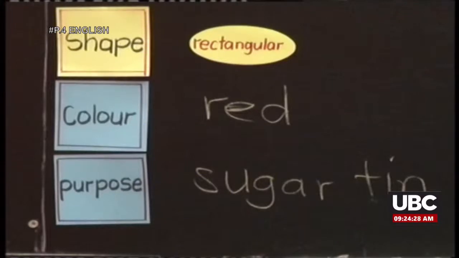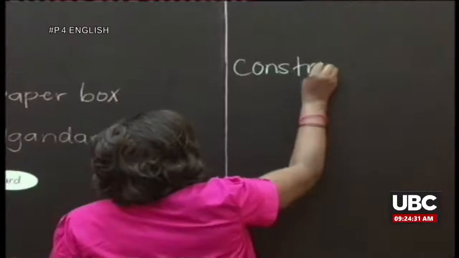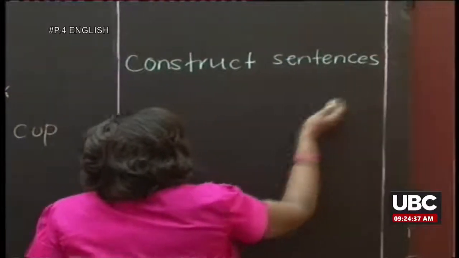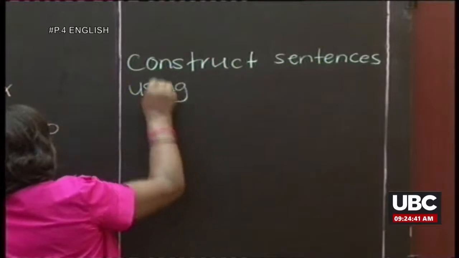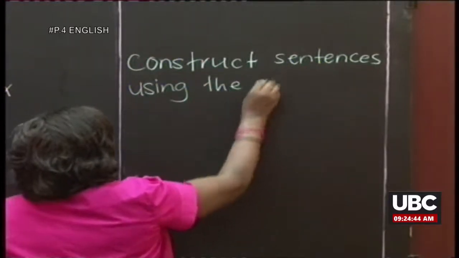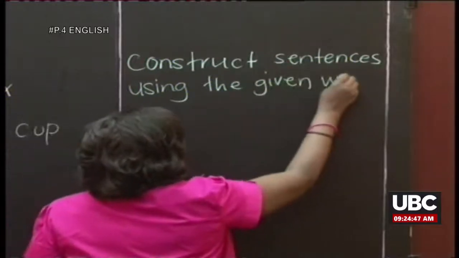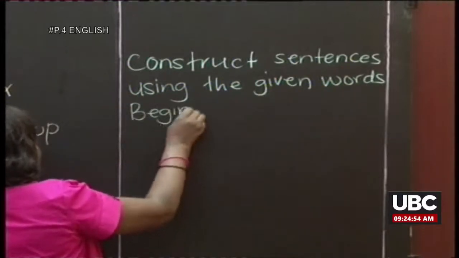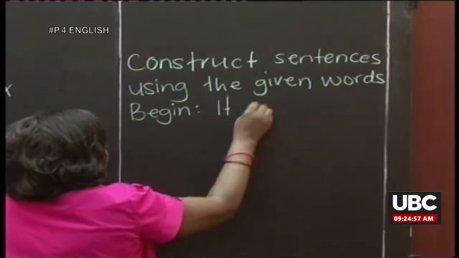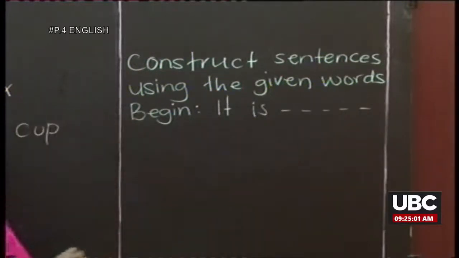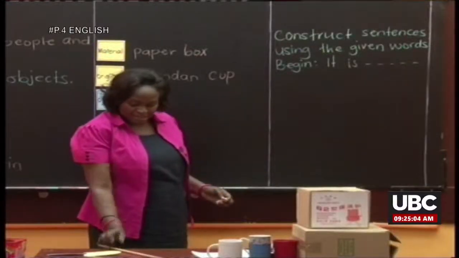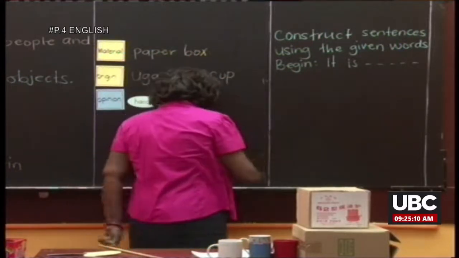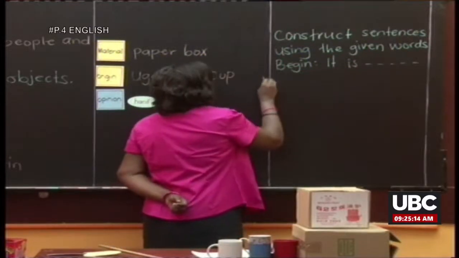Let's construct our simple sentences. Construct sentences using the given words. Begin. It is, and so on. Who is giving us the first sentence? Using the word big. Thank you. Let's get the first sentence, and we say, first sentence, you are going to use the word big.